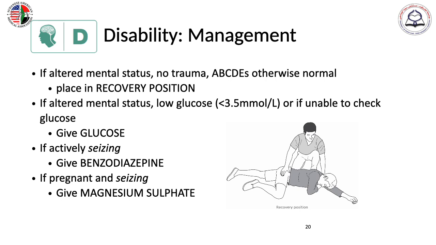If the patient has altered mental state and no trauma, and most of the airway, breathing, and circulation are okay, or you fix them, then you place the patient in the recovery position. If altered mental status, consider checking the glucose, and if it is low, give glucose. If you are suspecting hypoglycemia and you are in a rural hospital and you cannot check the blood glucose, just blindly give them glucose, concentrated glucose. If the patient is convulsing, give benzodiazepine. And in pregnant lady with convulsion, consider eclampsia and give magnesium sulfate.